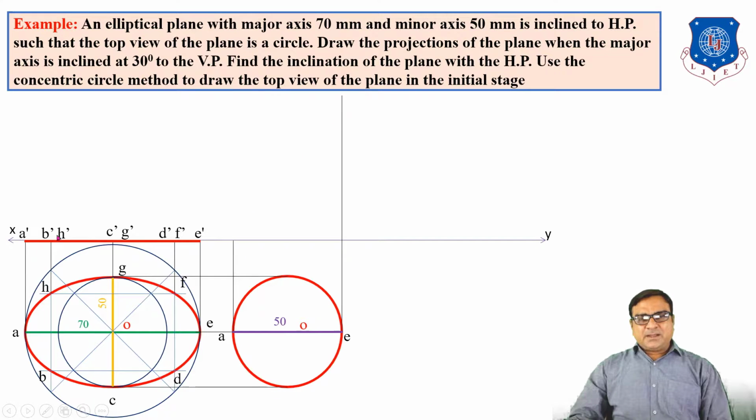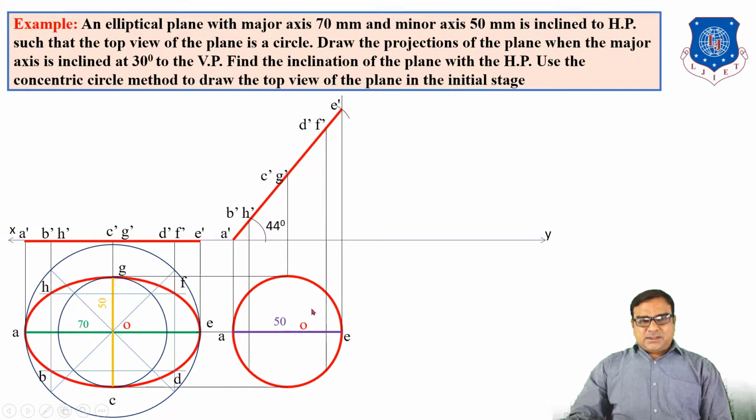The front view is a line, and the length of that line is A dash A dash. By projecting A dash on XY, and taking radius A dash E dash with center A dash, draw an arc and insert all points. Now when we measure the angle between XY and this front view, we get 44 degrees. This is our answer. Now insert all remaining points by taking vertical and horizontal projection lines.